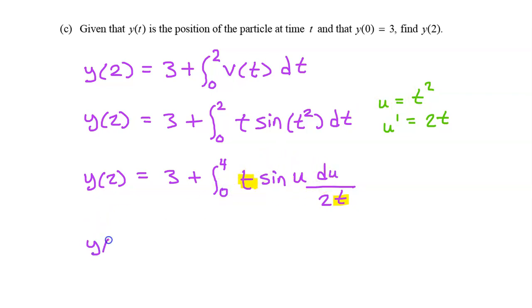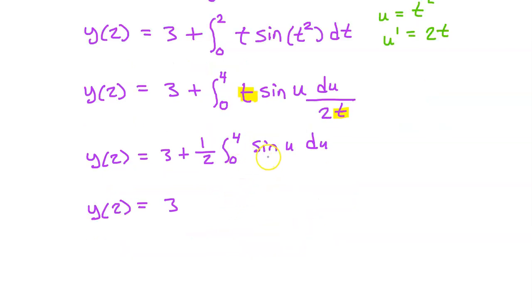So on the next step we have y at 2 is equal to 3 plus the integral. Well, I'm going to take this 2 and put it in the front as a 1/2. And we have the integral from 0 to 4. The t's cancel each other out, so we just have the sine of u du. The antiderivative of sine is negative cosine. I'm going to take that negative and put it out here in the front. So I have negative 1/2 cosine u, and I need to evaluate from 0 to 4.